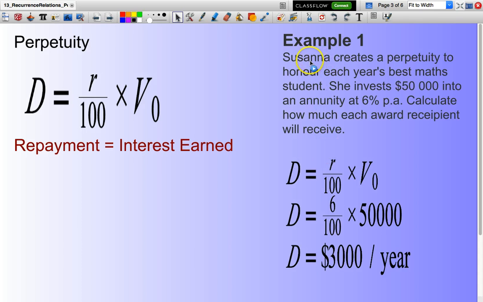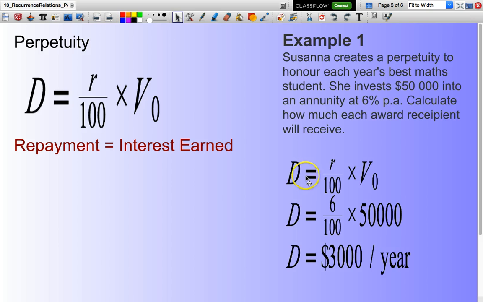So, let's look at perhaps a more realistic situation. Now, Susanna creates a perpetuity to honour each year's best maths student. She invests $50,000 into an annuity at 6% per annum. Calculate how much each award recipient will receive. Basically, D, the repayment, is equivalent to how much interest has been earned. So we basically just need to make these two sides of the equation balance.